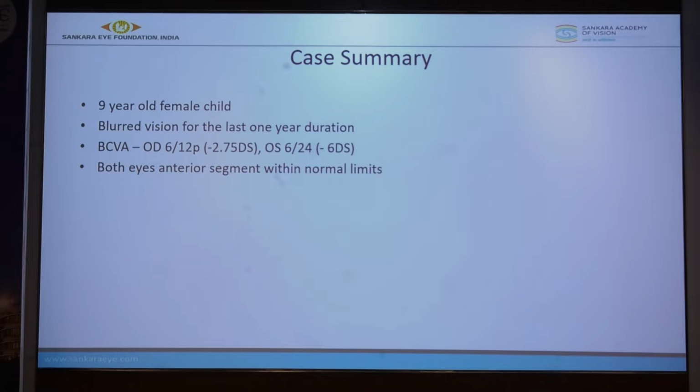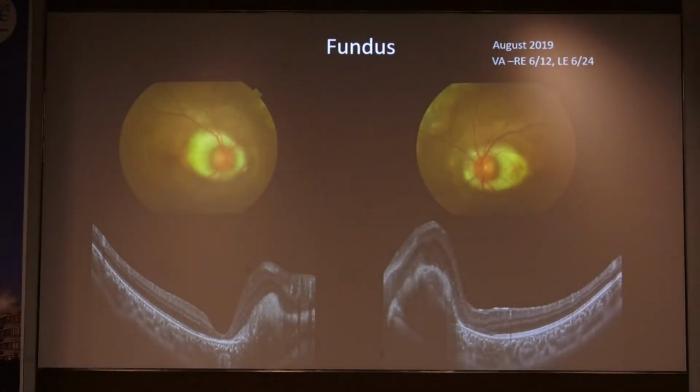Anterior segment was quiet. There was no AC reaction. The child presented to us in August 2019. This was the fundus appearance. There was no vitritis. The media was clear. There was a peripapillary subretinal yellowish lesion with one margin towards the macula that may be active, but clinically it appeared inactive. And we did an OCT.